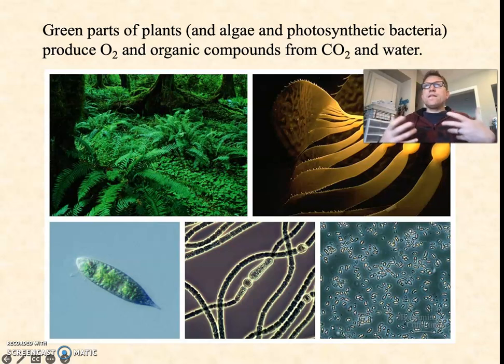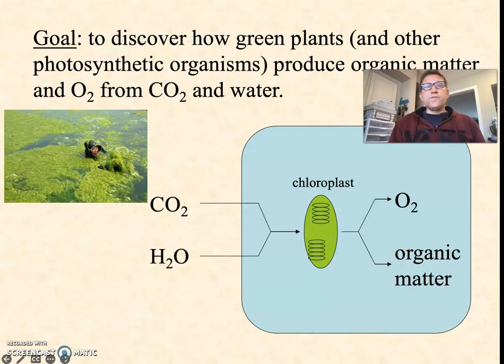They're not heterotrophically feeding on organic matter that's in the soil. They're building all their biomass from CO2 with water. How do they do that? That's really what we want to address. We want to try to discover how green plants, and of course other photosynthetic organisms, produce organic matter and oxygen. Oxygen's a waste product to them. To us, it's kind of important, from simply carbon dioxide and water.